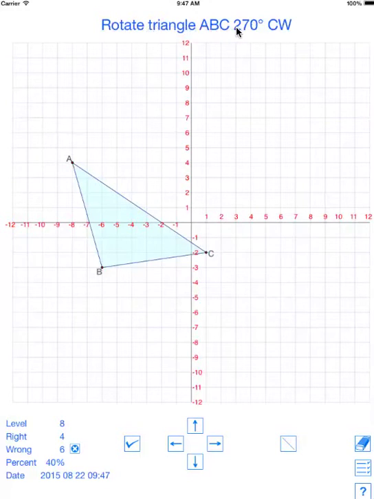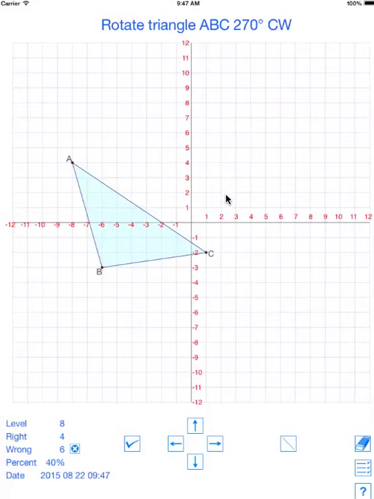Rotate triangle ABC 270 degrees clockwise. And remember, 270 clockwise is 90 counterclockwise, so I'm rotating counterclockwise. I know my A is going to end up down here in the next quadrant, quadrant number 3. My B is in quadrant 3, so it's going to end up over here in quadrant 4. My C is in quadrant 4, it's going to end up in quadrant 1.